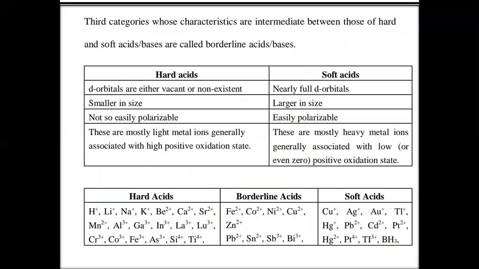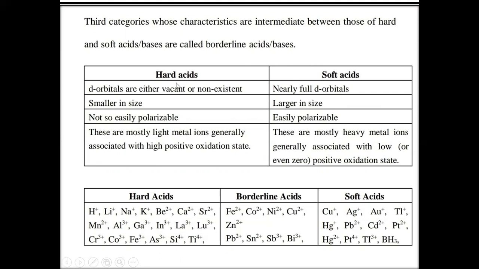Now, the third category, whose characteristics are in between those of hard and soft bases, is called the borderline acid bases. Now let us look at the type A or class A metal ions and borderline metal ions. Similarly, type B or class B metal ions. So metal ions indicate the acids. Metal ions are nothing but the acids. Both of them are the acceptors. Now let us discuss the characters taking some examples.